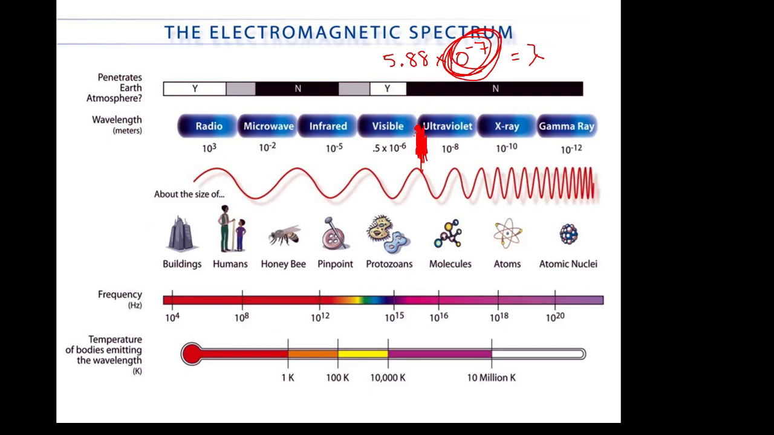Because you really can't tell, based on this, because it's a logarithmic scale, where negative 7 is going to start. It might start in here somewhere, but it might also start in the ultraviolet area. So anywhere kind of in there would be an acceptable answer.